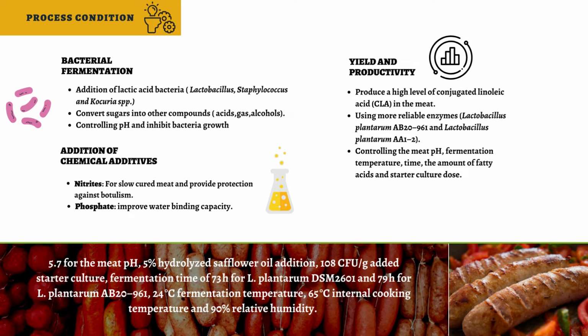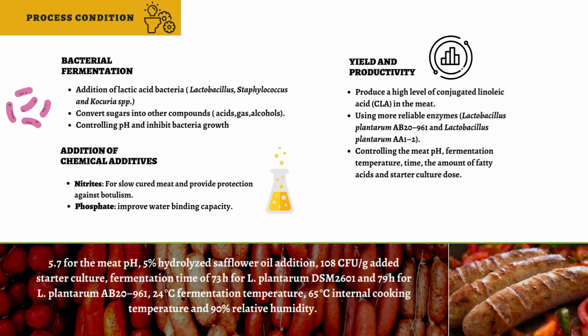Lastly, we have yield and productivity. To produce a healthy fermented sausage, we need to produce a high level of conjugated linoleic acid, or we call it CLA, in the meat. But how do we increase the level of CLA in the meat? We need to use a more reliable or more powerful enzyme, like Lactobacillus plantarum.